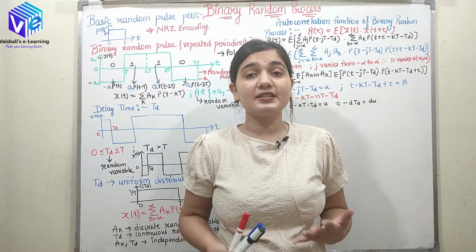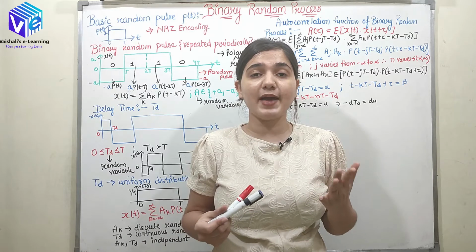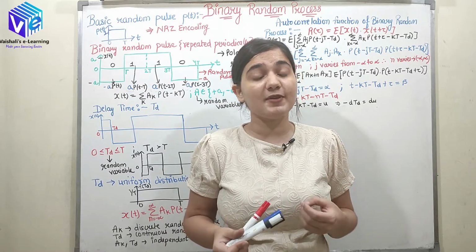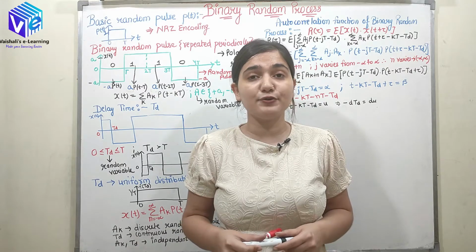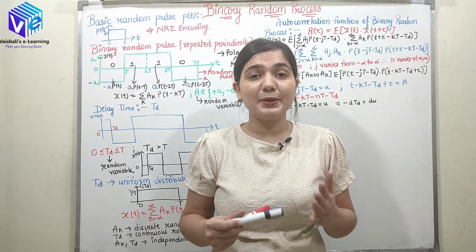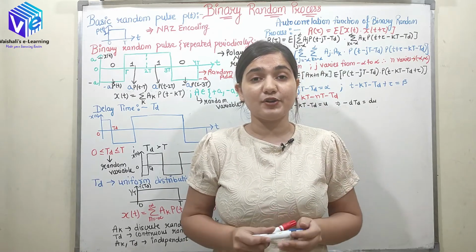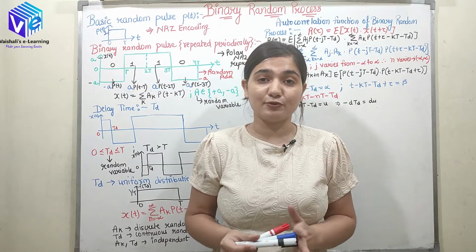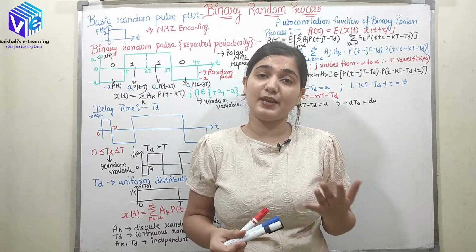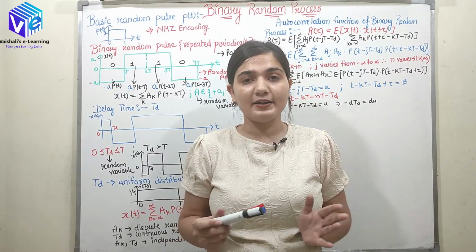We have already discussed the random process, its mean, autocorrelation function and various numericals based upon the random process in my previous videos. I hope you have gone through those videos and you don't have any doubt about the mean and autocorrelation function of the random process. If you still have any doubt, please watch my previous videos, then come to this video, because here I'll be using mean and autocorrelation function. So now here I am discussing the binary random process.